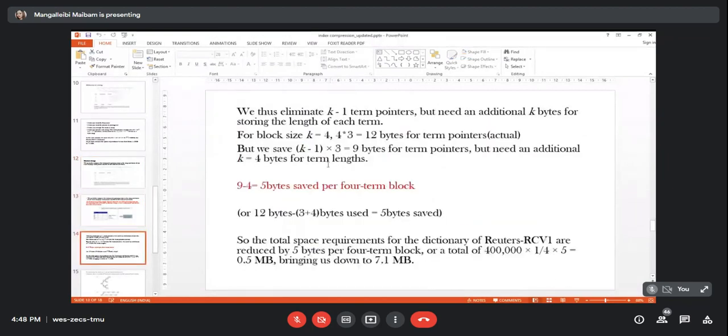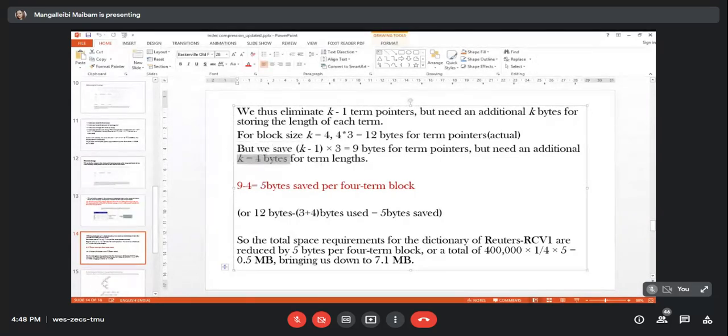Now that is what (k minus 1) into 3 is, 9 bytes we saved using block storage, but we need additional 4 bytes for the term length. Term length means the number of characters. We are giving some numbers like 5, 9, 7. Some numbers are given for the length of the characters. So for that we need additional k equal to 4 bytes.